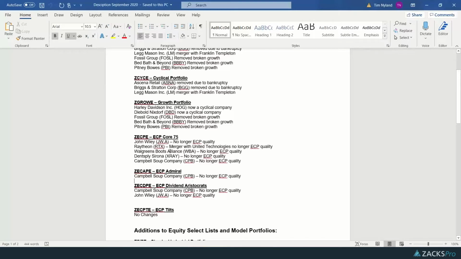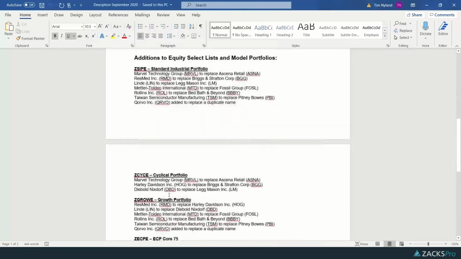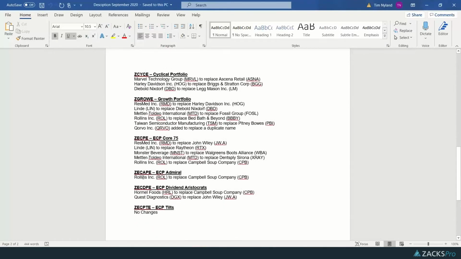And keep in mind that those then flow through. The Admiral had Campbell Soup, it's no longer in there. And the Dividend Aristocrat portfolio had Campbell Soup as well as John Wiley. They're no longer in there as well. So with regards to the ECP Admiral, we put Rollins in its place. Rollins is the holding company for many pest control corporations that work on long-term contracts.